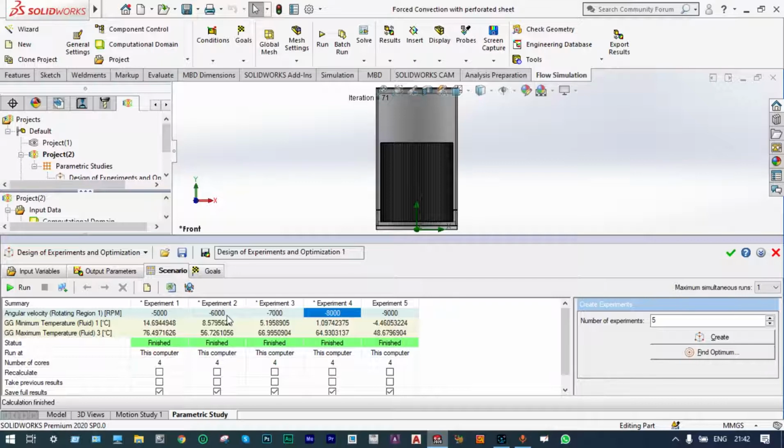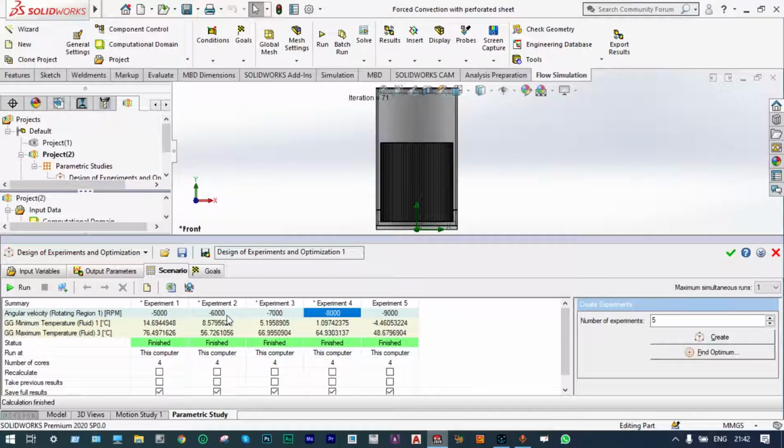And finally, when the angular velocity of the fan is 9,000 RPM, minimum temperature of fluid is minus 4.46 degrees centigrade and maximum temperature of fluid is 48.67 degrees centigrade. And while checking this data, we have to remember that normal temperature or room temperature was 20 degrees centigrade.